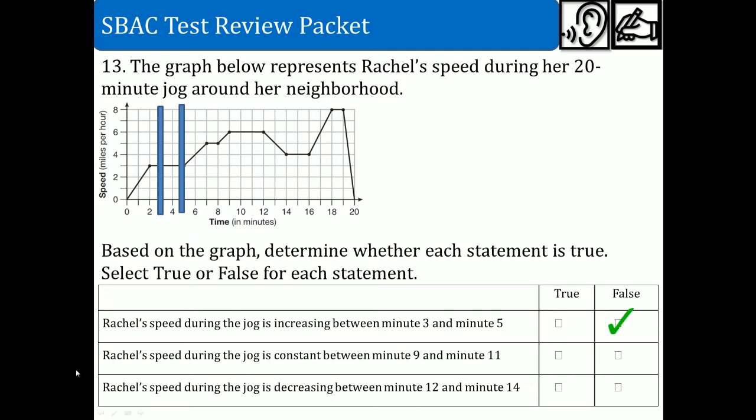Next, her speed is constant between 9 and 11. There is 9, that is 11. Is it constant? Is it flat? Yes, it is, so therefore it's true.